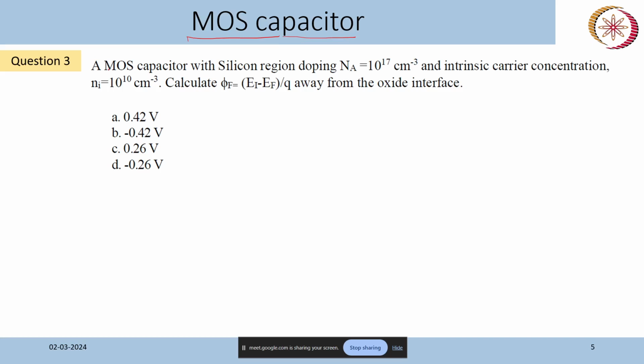The question is: a MOS capacitor with silicon region doping Na equal to 10 to the power 17 per centimeter cube, and intrinsic carrier concentration Ni is 10 to the power 10 per centimeter cube. Calculate phi f, which is Ei minus Ef by q, away from the oxide interface. Ei is the intrinsic level in the band diagram of a semiconductor, and Ef is the Fermi level.